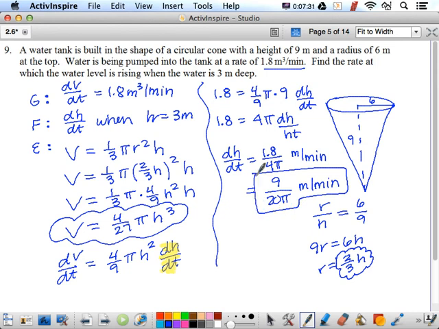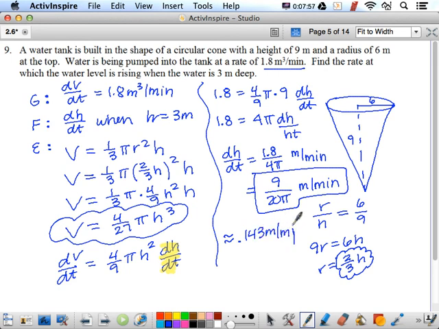If you wanted to go all the way to an actual decimal, you would use Wolfram Alpha and take the 9 and divide it by 20 pi together. So do that as well, so that we also have a decimal answer to 3 decimal places. 9 over 20 pi. 0.143. Did you guys get 0.143 meters per minute?